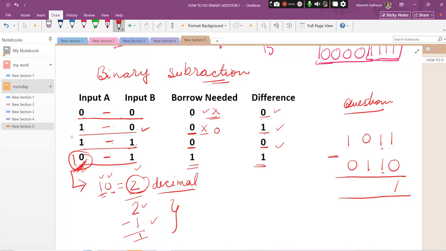So let's see, this is the combination. So is no borrow required? So the answer will be 0 over here. Now see this combination, 0 and 1.